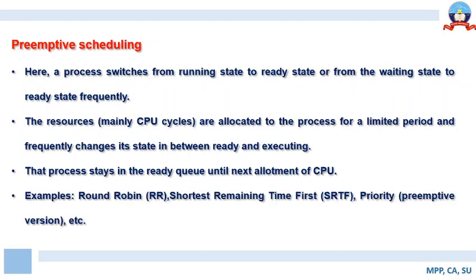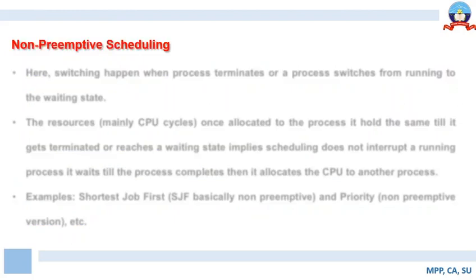Some examples of preemptive scheduling are round robin scheduling, shortest remaining time first, and the preemptive version of priority scheduling. So here we have learned that an executing process may be preempted by another process demanding allotment of CPU time. In such a situation, a process needs to release the CPU, and it has to wait in the ready queue for the next allotment of CPU. We have also discussed round robin, shortest remaining time first, and priority scheduling as examples of preemptive scheduling. Now let us move on to non-preemptive scheduling.